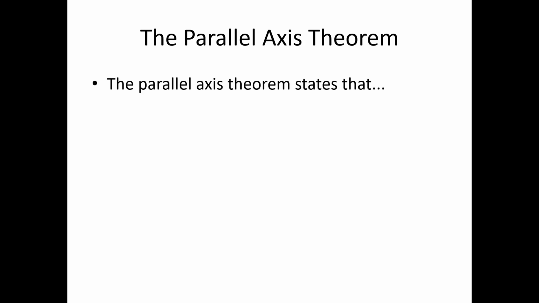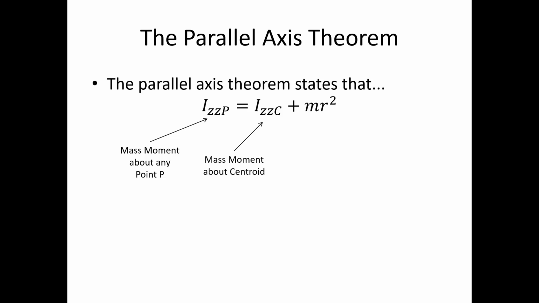Next, we need to adjust with the parallel axis theorem. Again, remembering our piece, the parallel axis theorem that we would use in this case is IZZP, which is the mass moment of inertia about any point P. The point we're adjusting to is going to be IZZC, which is the mass moment of inertia about the centroid of that shape. These are the numbers that we just got from the previous step, plus mr squared. So m is the mass of the part, and r is how far we're adjusting this. So it's the distance between the z-axis going through C and the z-axis going through point P that I'm adjusting to.